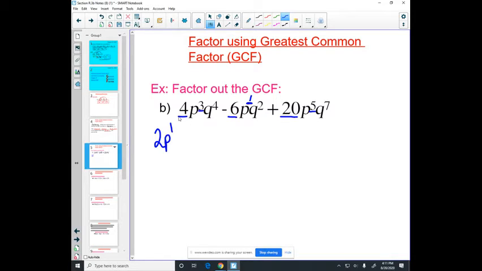So we look at our q's. There's 4 q's here, 2 here, and 7 here. All of them have at least 2 that I can pull out. They all share at least 2, so I'm going to pull out 2 q's.